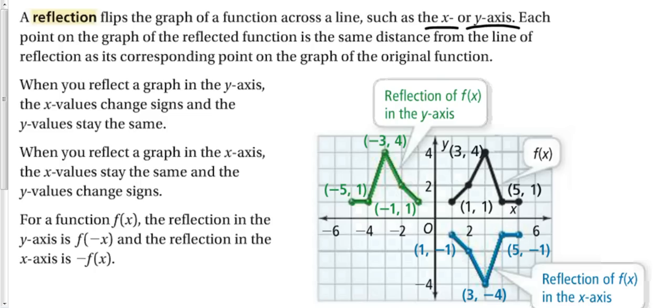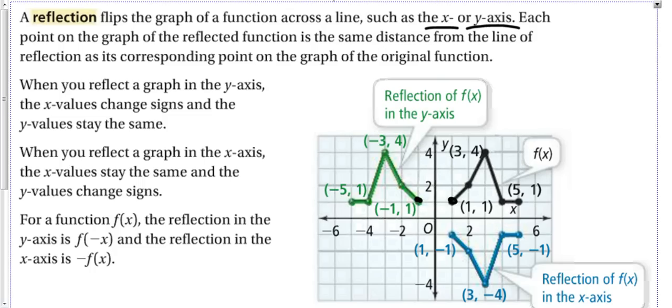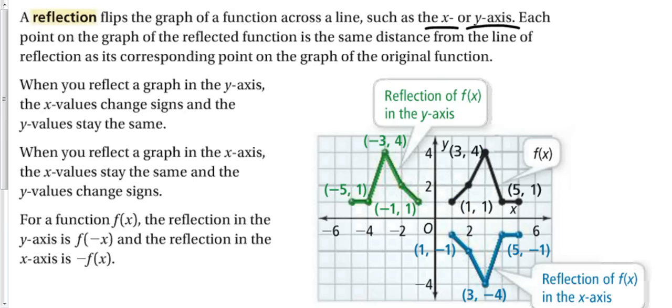Each point on the graph of the reflected function is the same distance from the line of reflection as its corresponding point on the graph of the original function. What does that mean? If I look at my original function here and this reflection here in green, this point is the same distance away as this point. These 2 points are the same distance away from the y-axis, which I reflected. All the points on each function will be the same distance, and they would look like a mirror image of each other, which is the point of a reflection.